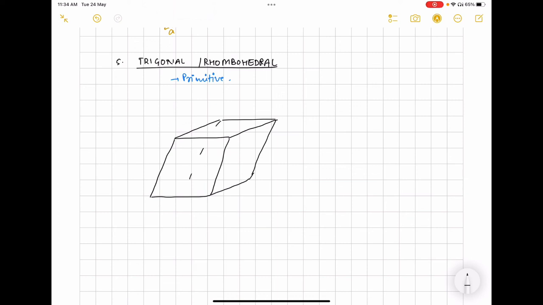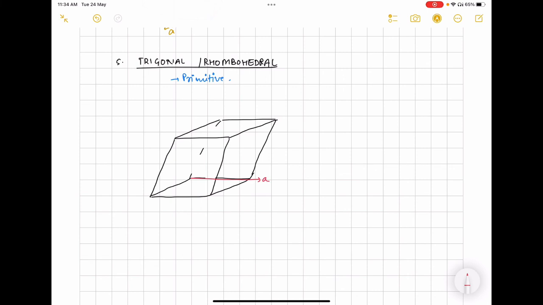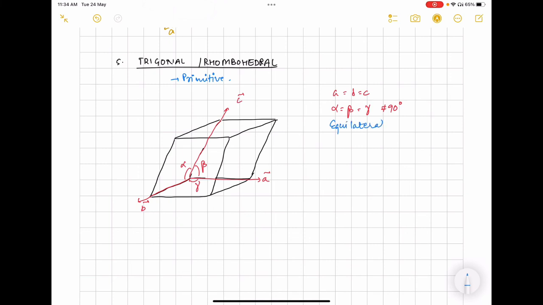This is very general in nature, a parallelepiped. So if this is A, this is B, and this is C, alpha, beta, and gamma. So A equals B equals C, that is equilateral, and alpha equals beta equals gamma, but they are not equal to 90 degrees. So they are equilateral, that is equal sides, and equiangular parallelepiped. And the characteristic symmetry for this case is the presence of one 3-fold rotation axis.